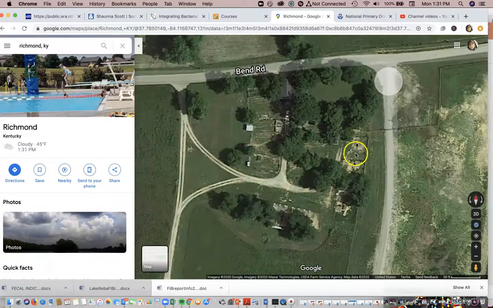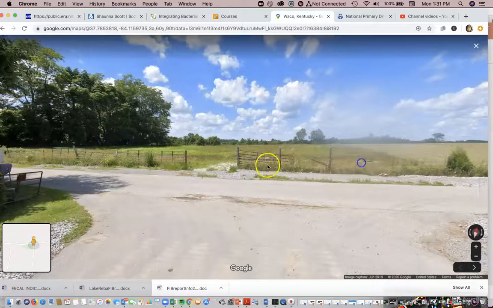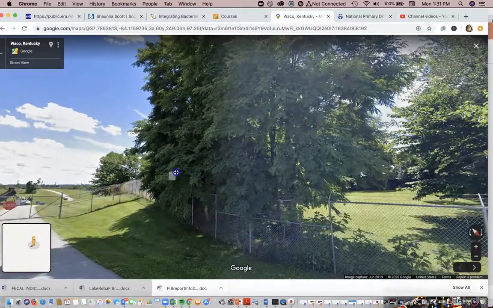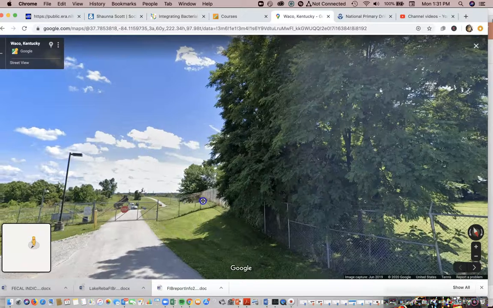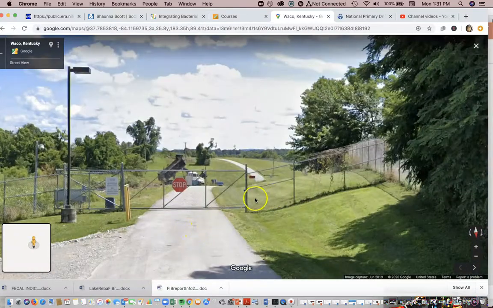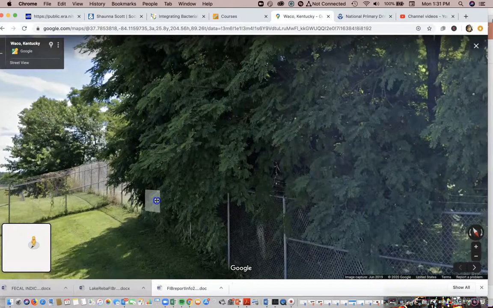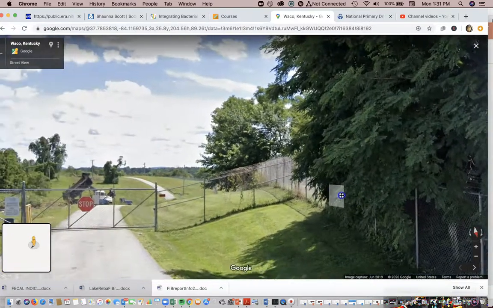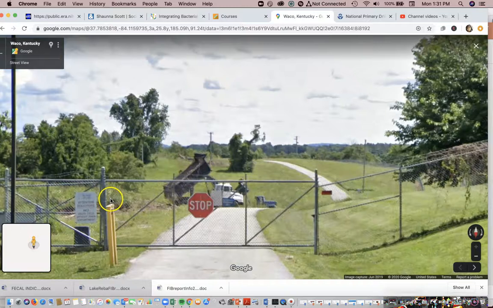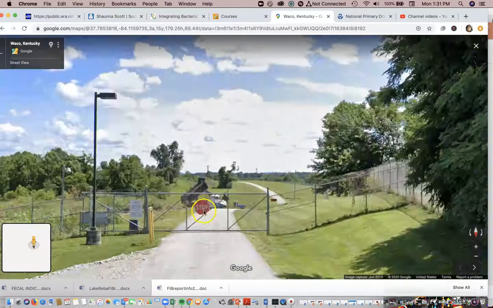And there's a bunch of beagle pups that live here on this corner. And this would take you into the actual Richmond water plant. And usually there's a bunch of dogs barking at you. Alright, and now if we were to go here, then I'm going to zoom out.